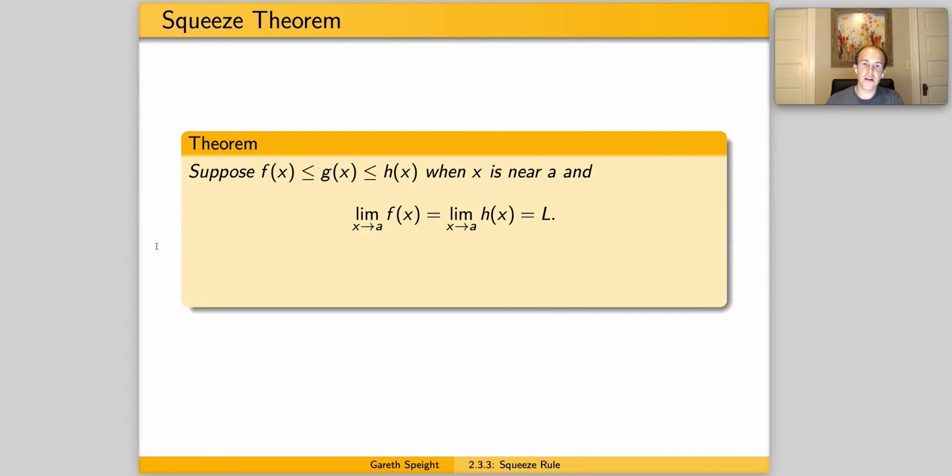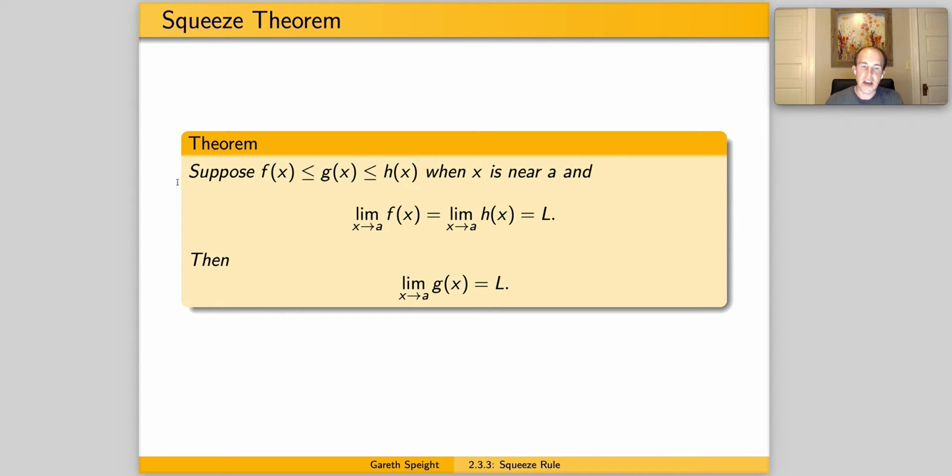And okay, what is the idea? Well, you can kind of guess from the name squeeze theorem that the function we're interested in is going to somehow be squeezed between a smaller function and a larger function. So let's suppose we have three functions, f is less than g is less than h. So we have a small function, a medium function, and a larger function when x is close to a. So we don't care what's happening far away from a, but at least we have this ordering when x is close to a. And let's suppose the limit of the small function and the limit of the big function exist and they're equal. Then the limit of the middle function exists and it's equal to the same number L.